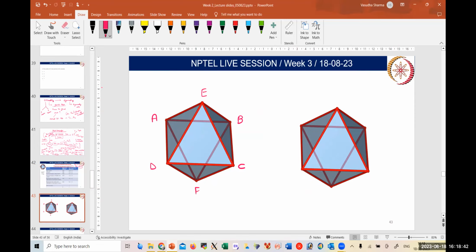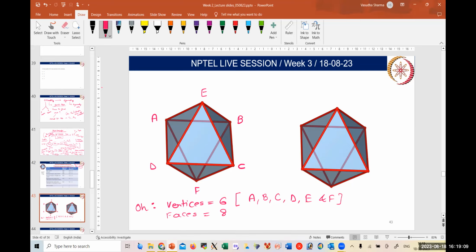Now, in an octahedron, we know that the vertices are equal to 6, and if we want to name them, they will be A, B, C, D, E, and F. Now, how many faces are there? Faces are 8. And what are the faces?